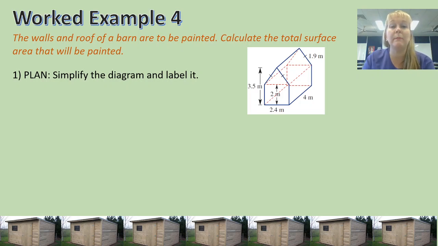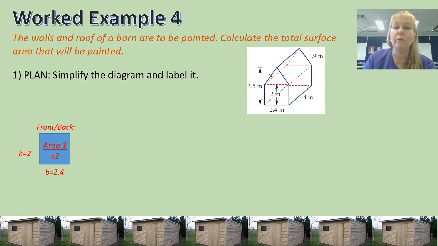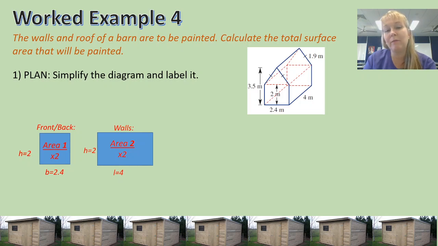You could try doing this by drawing a net. What I've done is I've actually broken it up into a number of different shapes. First of all, I've got the front and the back of the shed. I'm calling that area 1, and I've got 2 of those, so I've got in there times 2. And I've put the information that I've got straight from the original diagram. Then I've got the walls. These are the side walls that are made up of rectangles. I know that the height of those walls is 2 and the length is 4, and I've got 2 of them.